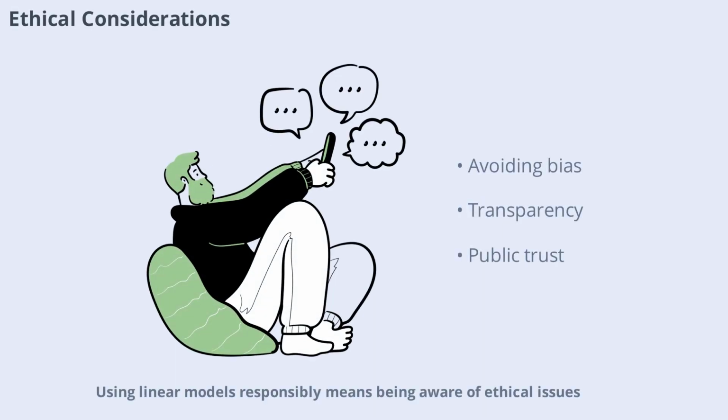Using linear models responsibly means being aware of ethical issues. Economists must ensure that models are not biased, that data is used appropriately, and that results are not misrepresented. Transparency about assumptions and limitations helps build trust and ensures that linear modeling serves the public good.